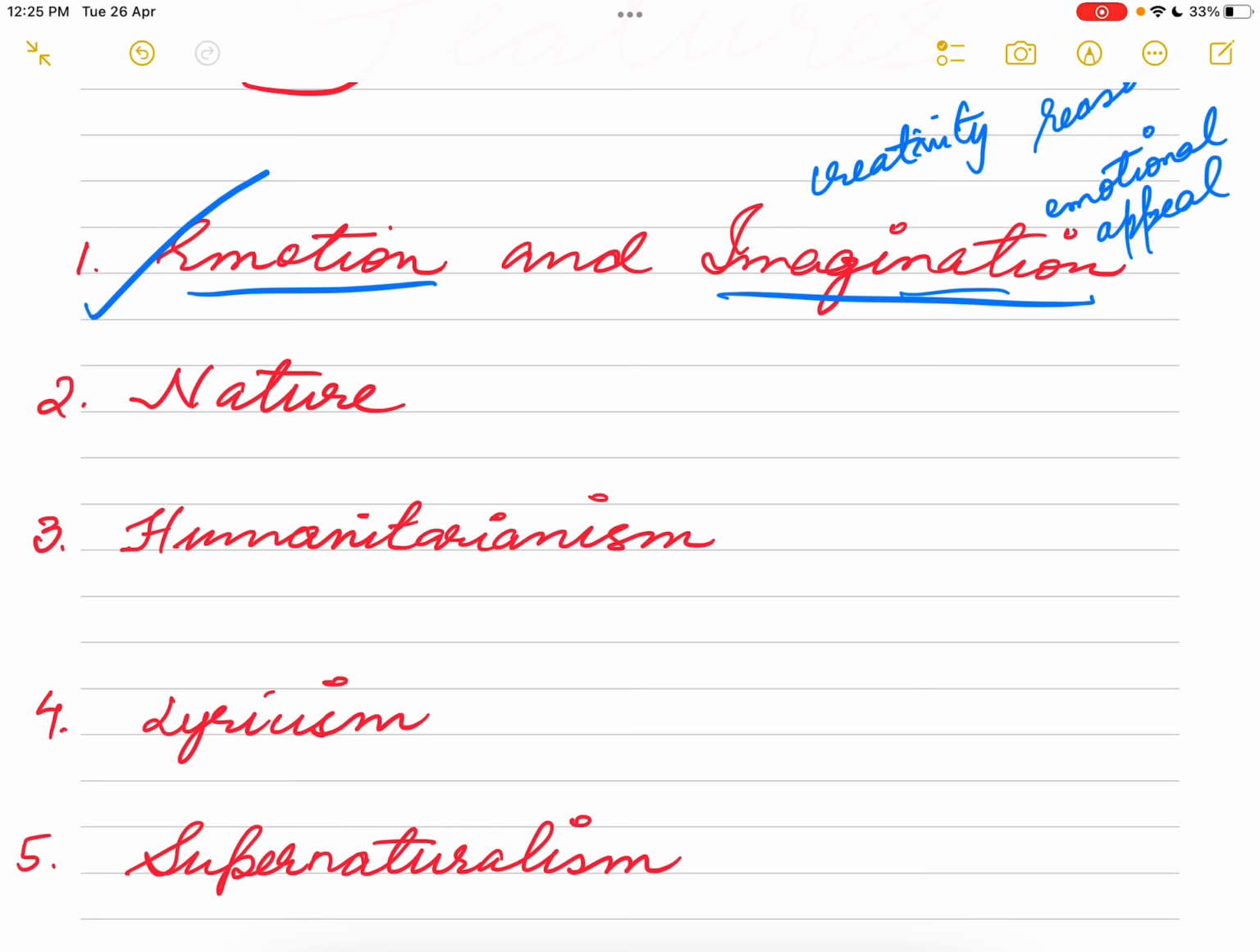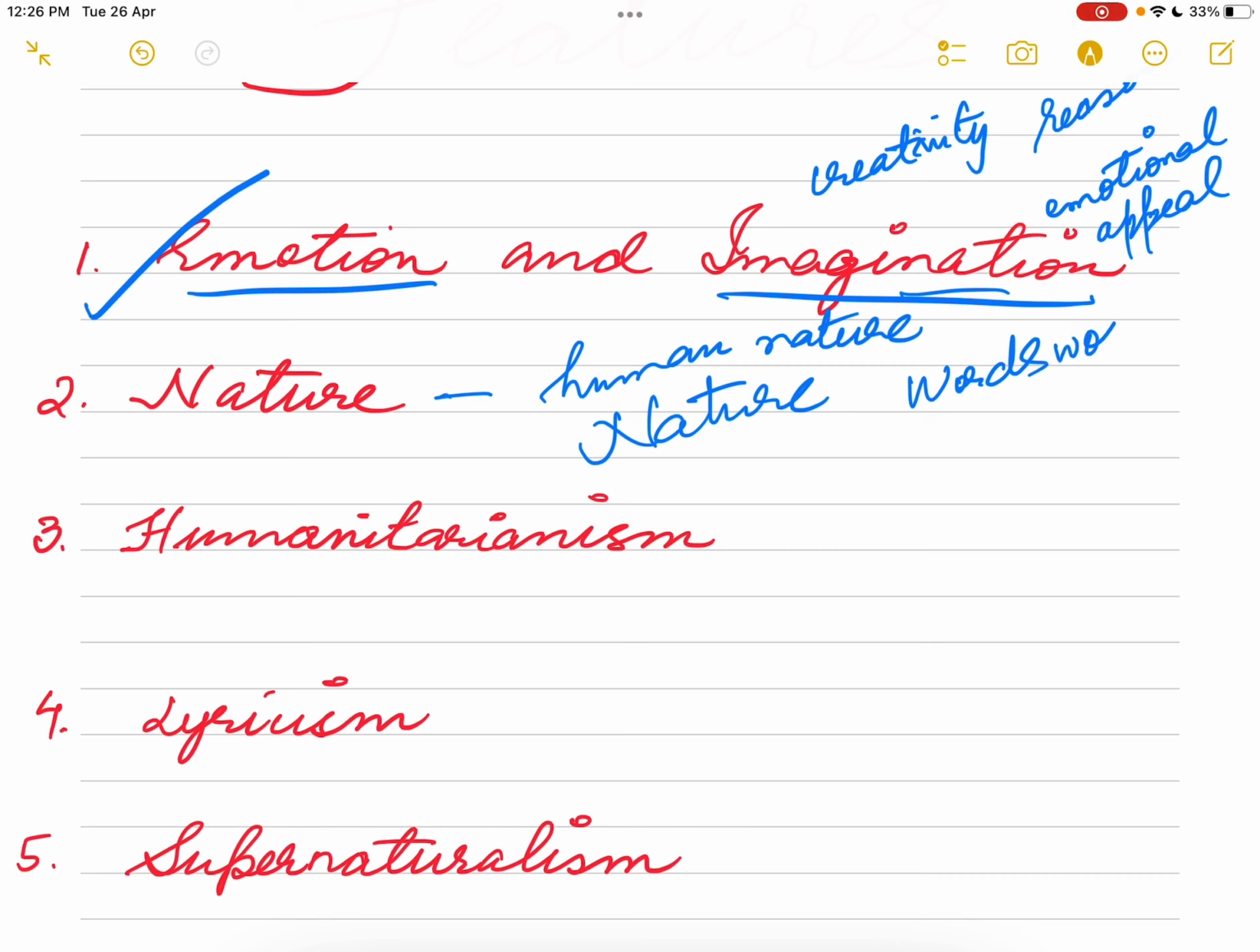Next is nature. Now, when I talk of nature, the neoclassical poets talked of the inside nature, but the romantics focused on human nature as well as the nature outside, that is the environment. And William Wordsworth, I hope you all know this, is known as the greatest poet of nature because of his philosophy of pantheism, which we will discuss in detail when we discuss Wordsworth. So he believes in the prevalence of God in every object of nature.